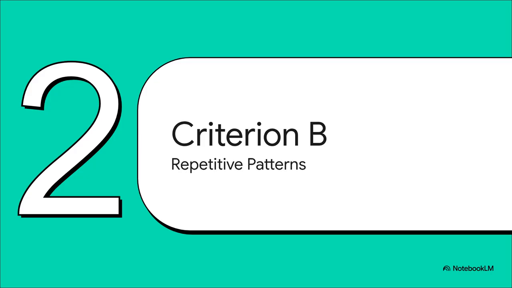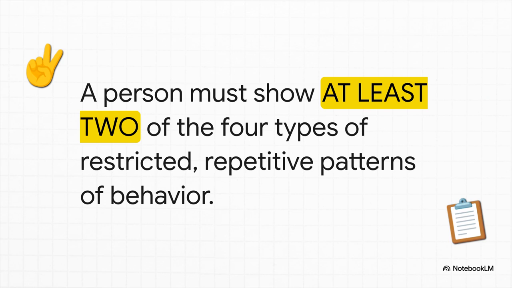Okay, so that was the social communication piece. The second mandatory pillar for a diagnosis is Criterion B. This one focuses entirely on behavior, specifically those restricted and repetitive patterns of behavior, interests, or activities we mentioned. Now notice the huge difference here. For the social part, you needed all three. But for the behavior part, a person only needs to show at least two of the four types we're about to see. And this is where a lot of the variability in autism comes from.